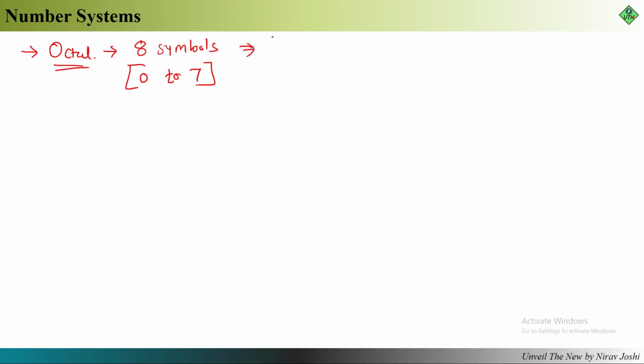Now, it is also known as base 8 system because the base of this system is 8. It is also known as radix 8 system. That means the radix, the base of the system, is 8. So the meaning of all these things, octal, 8 symbols, base 8, radix 8, is the same. There is no real difference between them. So if you see the name base 8 or radix 8, do not get confused. It is the octal number system only. Now let's start exploring the octal number system.